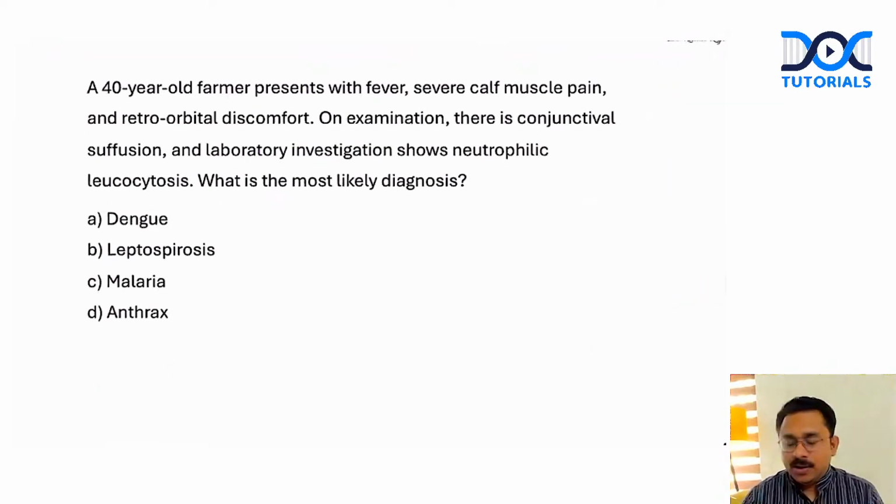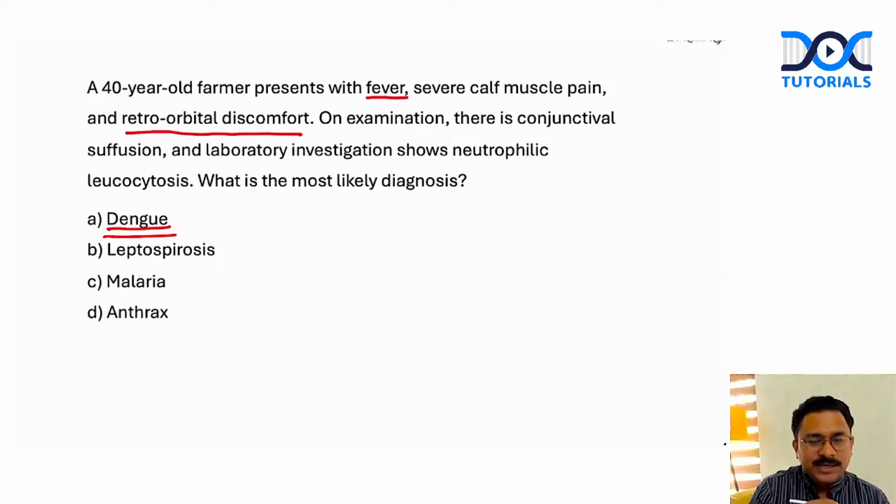A 40-year-old farmer presents with fever, severe calf muscle pain, and retroorbital discomfort. On examination, there was conjunctival suffusion, and laboratory investigation shows neutrophilic leukocytosis. What is the most likely diagnosis? My dear children, last time in NEET PG, many students saw this fever and retroorbital discomfort and straight away decided on choosing dengue.